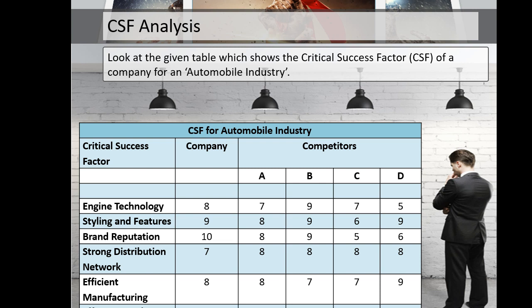So look, you see the column where the company is, and you see where the competitors are. Engine technology: the company we are to compare is the company in the column before the A column. So in terms of technology, there are eight. Company A is 7, company B is 9, company C is 7, and D is 5. And that goes down to styling and features, brand reputation, strong distribution network, effective manufacturing, effective marketing. It can go on like leadership, employee retention. All those are strategies in profiling your competitors. It is a must you should know your competitor.